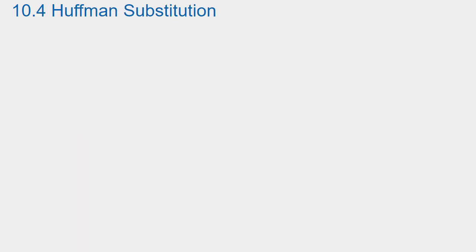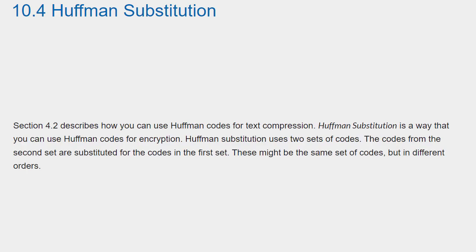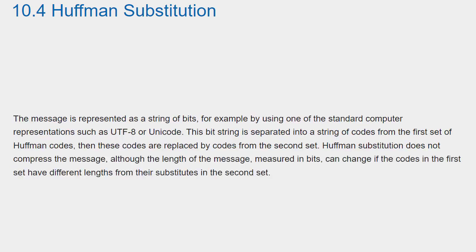Section 10.4. Huffman substitution. Section 4.2 describes how you can use Huffman codes for text compression. Huffman substitution is a way that you can use Huffman codes for encryption. Huffman substitution uses 2 sets of codes. The codes from the second set are substituted for the codes in the first set. These might be the same set of codes, but in different orders.